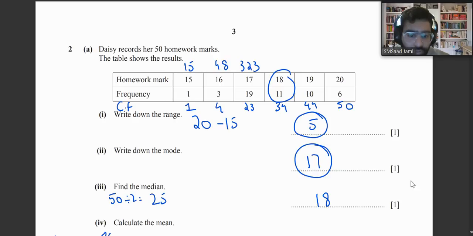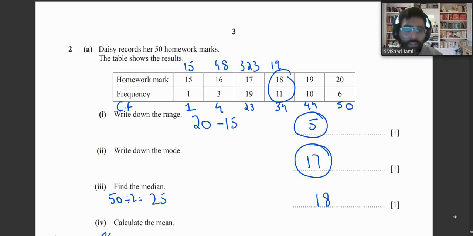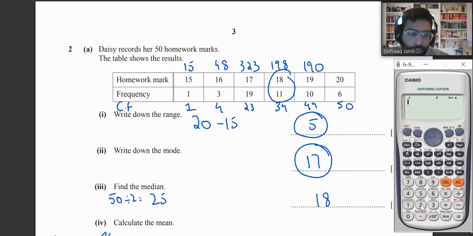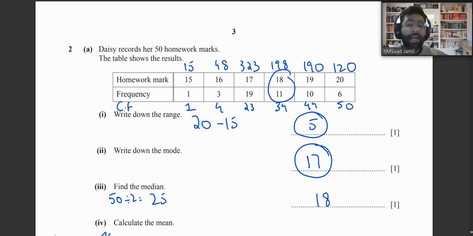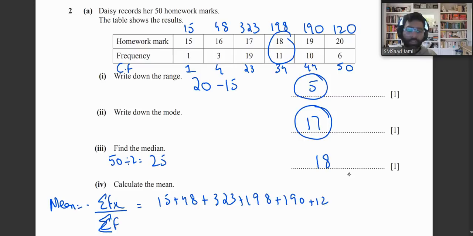Okay, then you will do 18 multiplied by 11, which is 198. 20 multiplied by 6 is going to be 120. You will add all of these numbers now. Actually, you will do 15 plus 48 plus 323 plus 198 plus 190 plus 120.